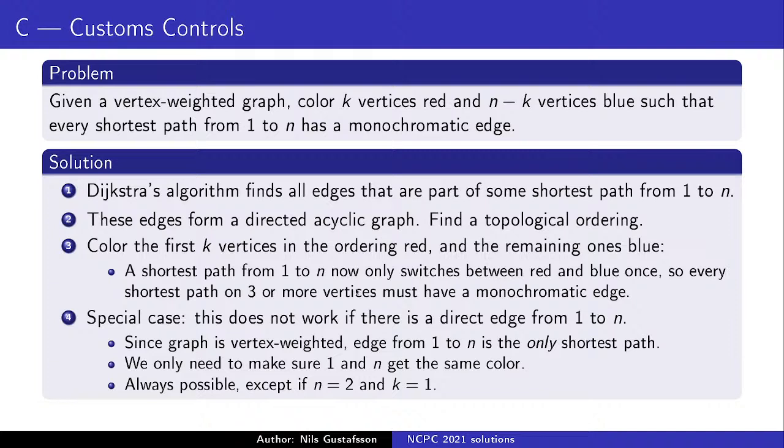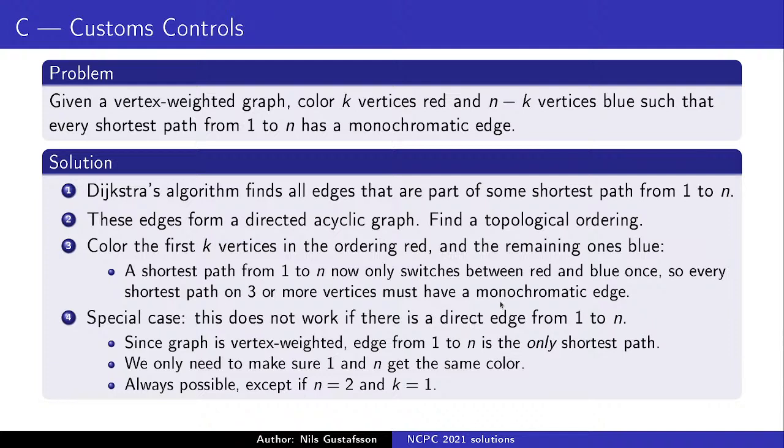The only exception is if n equals 2 and k equals 1. This was given in the sample input as an impossible case, and this is actually the only impossible case in the whole problem.